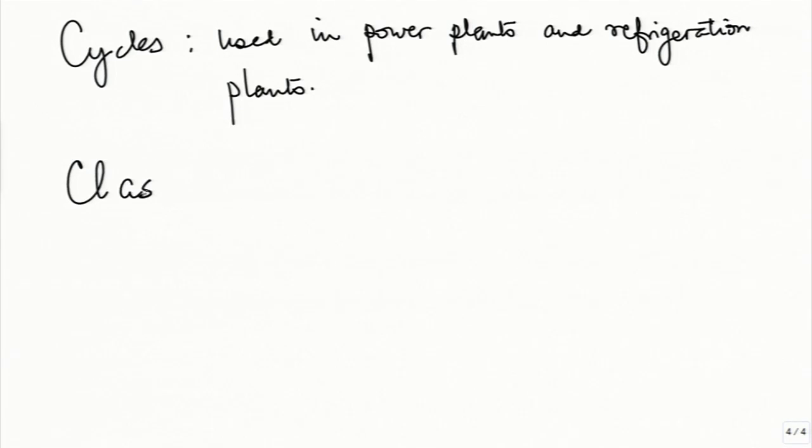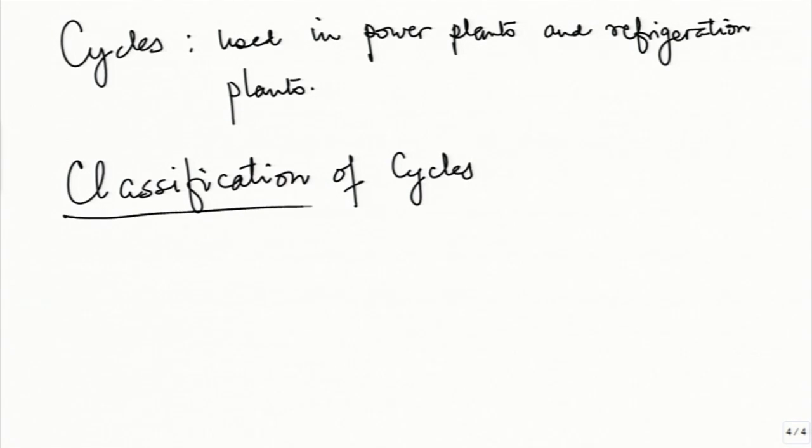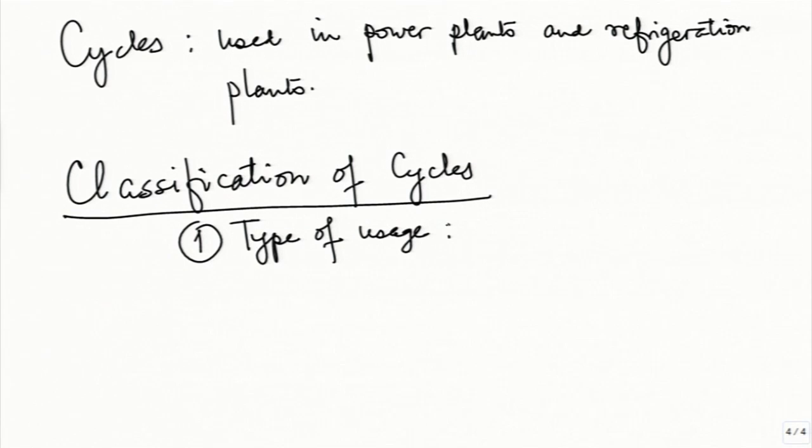And the first question that arises is, why not always use the Carnot cycle when we know that given certain situation, the Carnot cycle is the best cycle? We delayed that discussion a bit, and let us first look at the classification of cycles. There are a number of ways by which we can look at cycles. For example, one method of classifying cycles is based typically on the type of usage. This would be a power cycle or a refrigeration cycle.